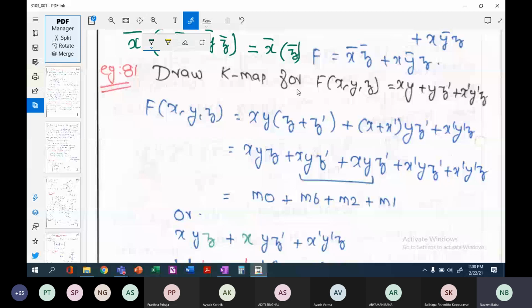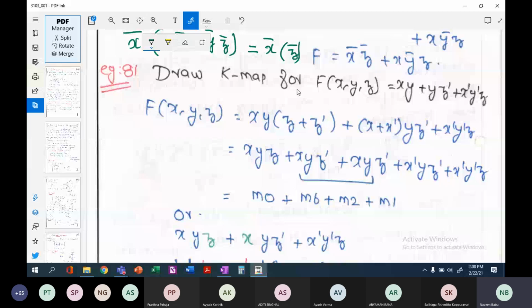Now apply the distributive property. What you will have? You will have x, y, z, and x, y, z bar, plus again distributive property here, x, y, z bar plus x bar, y, z bar plus x bar, y bar, z. Now you know that these two terms are same. Again, I repeat, if you write A or A, this is equal to A only. So similarly here, x, y, z bar plus x, y, z bar is still x, y, z bar.